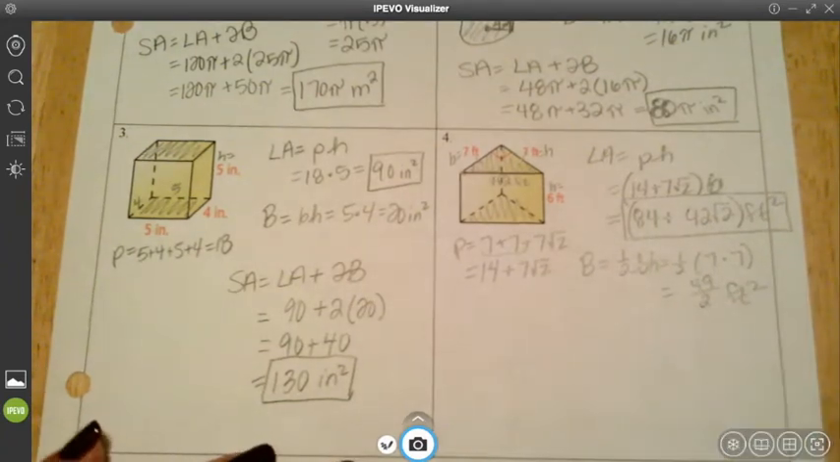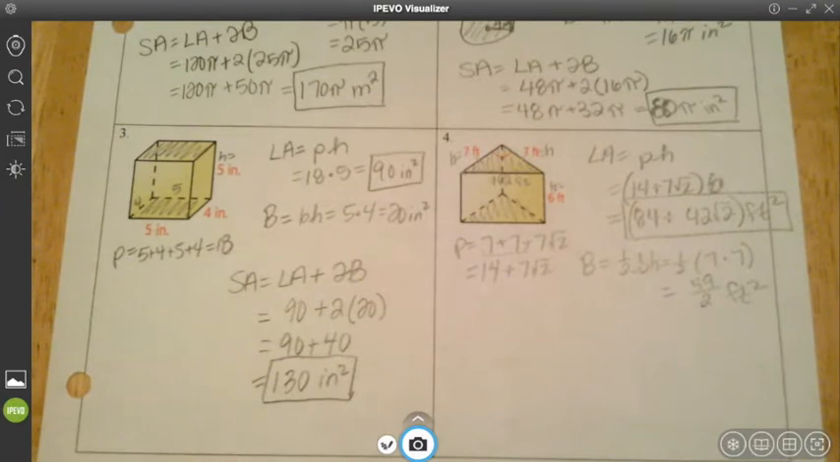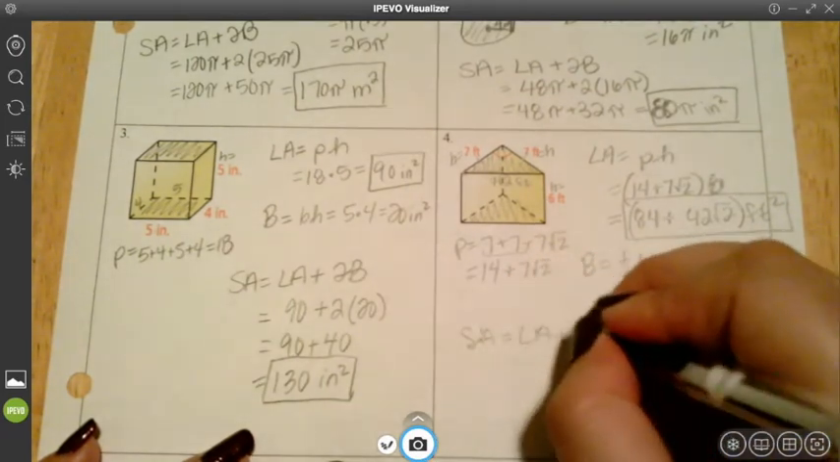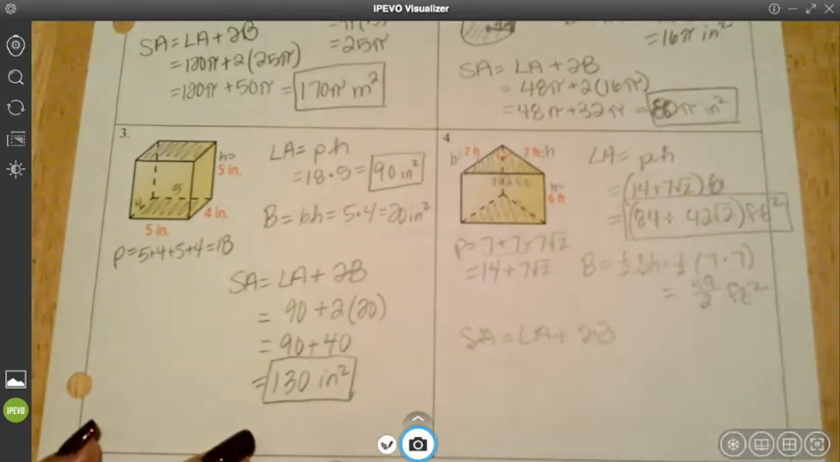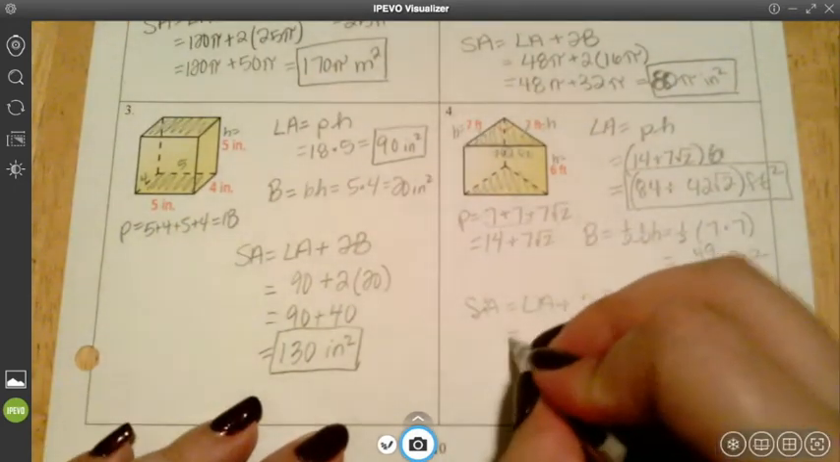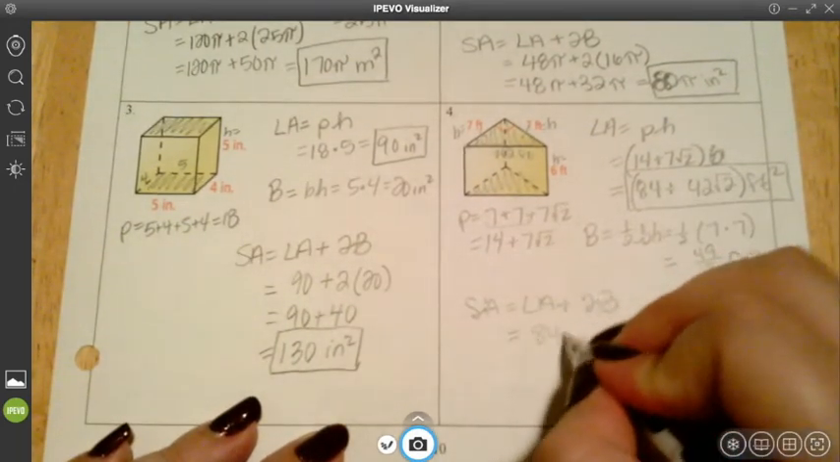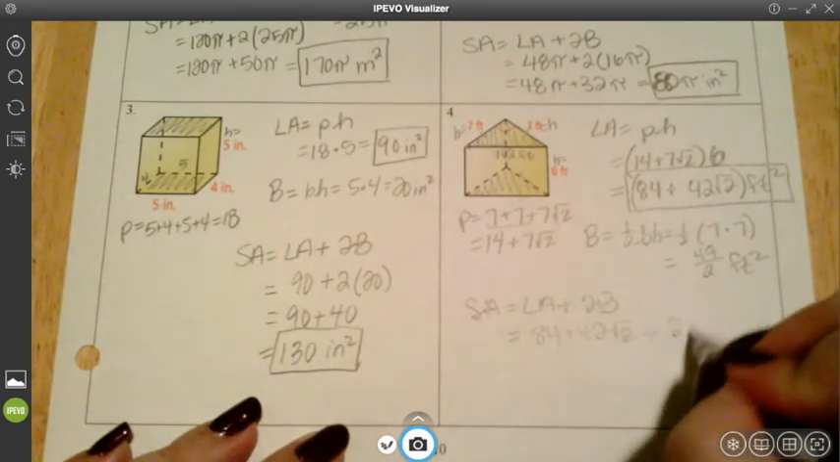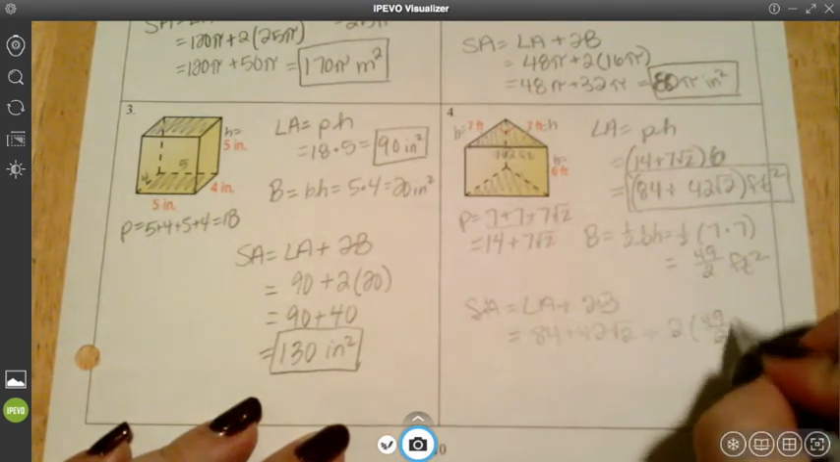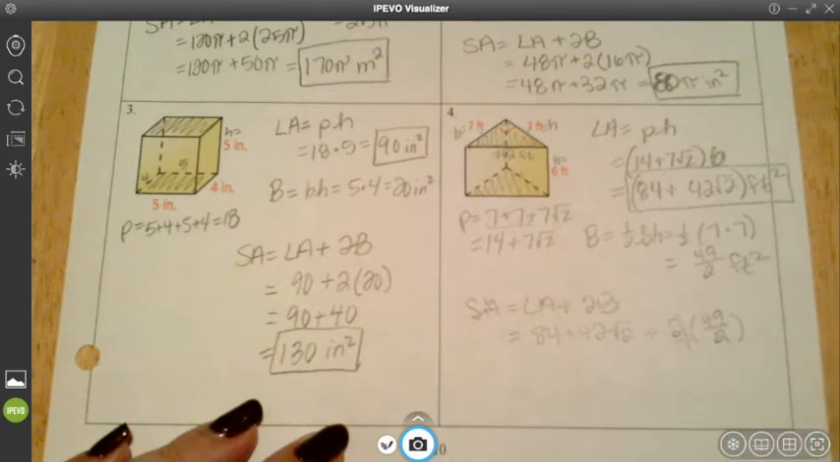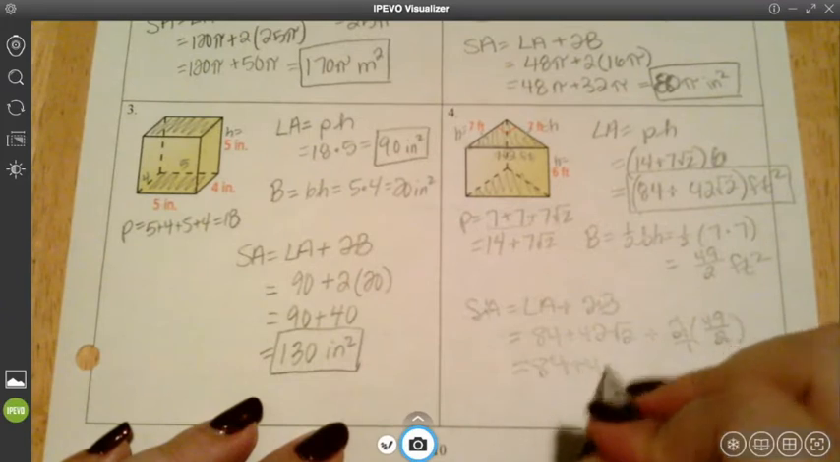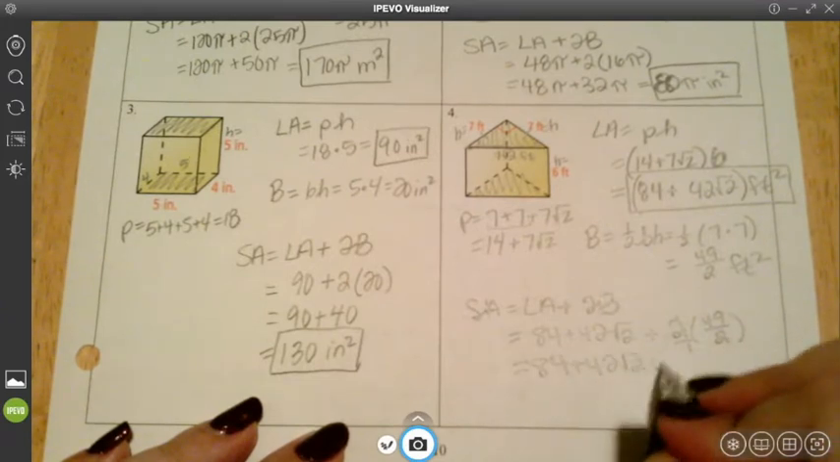Now I'm going to leave that as a fraction because I know when I calculate surface area, I'm going to double it anyway. Surface area is lateral area plus 2 times the bases. Lateral area was 84 plus 42 times the square root of 2, plus 2 times 49/2. And this is why I left it as a fraction. I can go ahead and cancel those out. So that's 84 plus 42 times the square root of 2 plus 49.